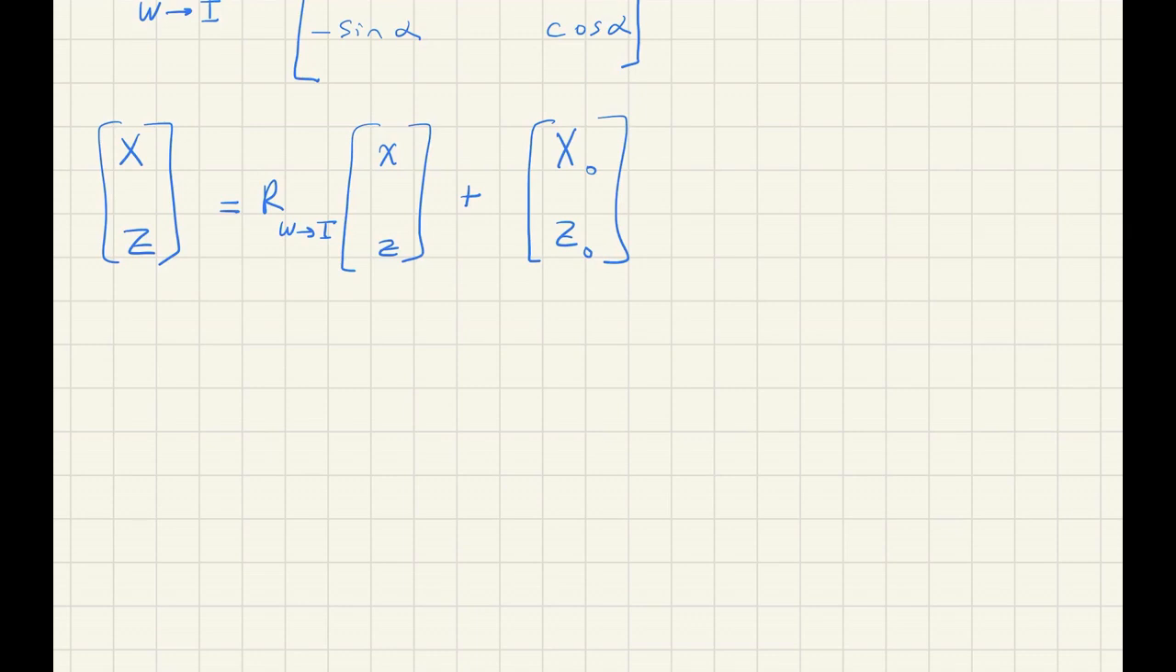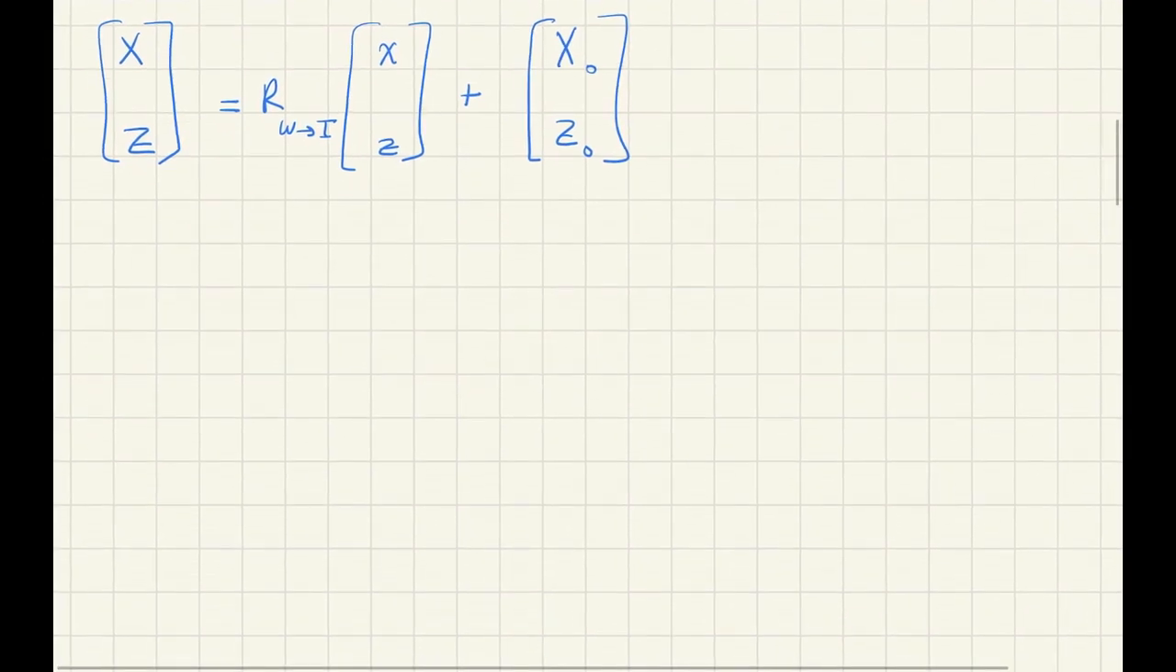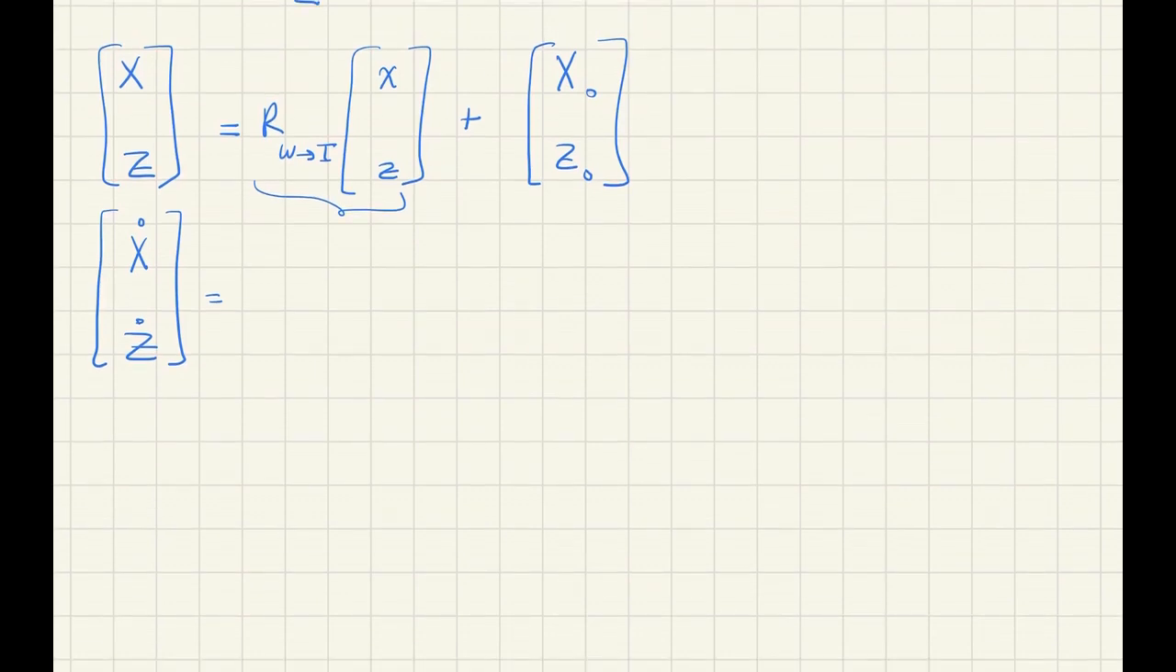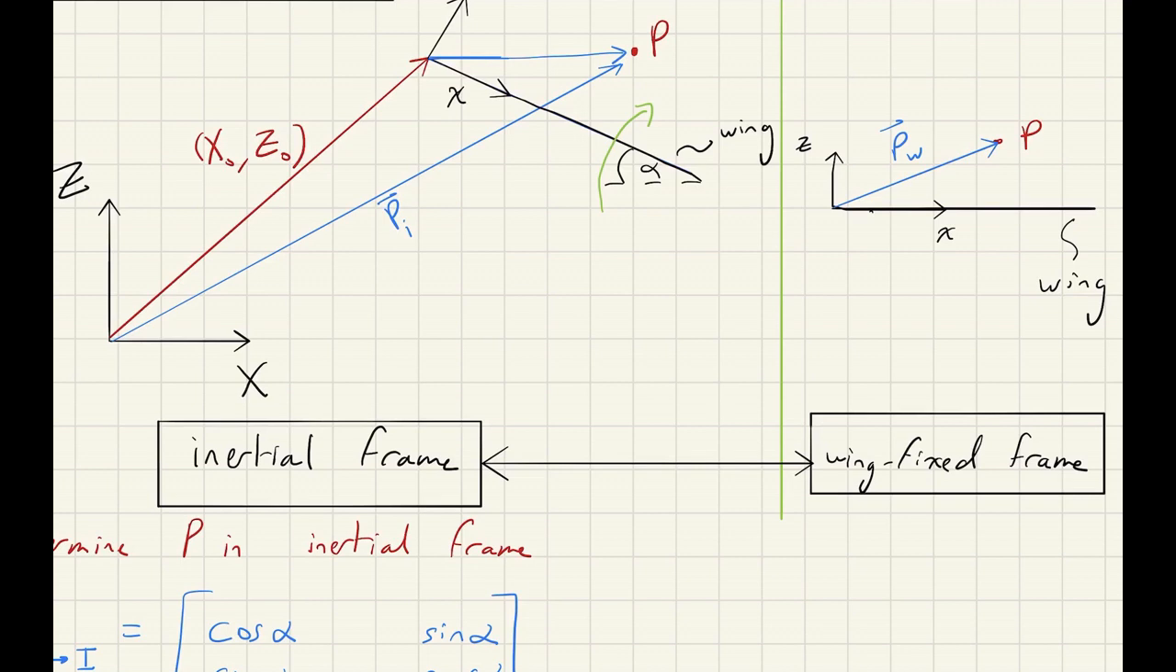All right. We're not only interested in positions, but also in velocities. So we need a representation of the time derivative of the position P in the inertial frame. If you take the derivative of this expression, it's sort of a product rule, because the rotation matrix R contains alpha, and alpha is a function of time, while x and z are the positions in the wing fixed frame, which is always fixed to the wing.